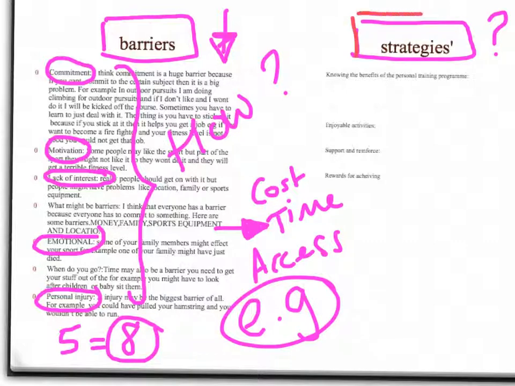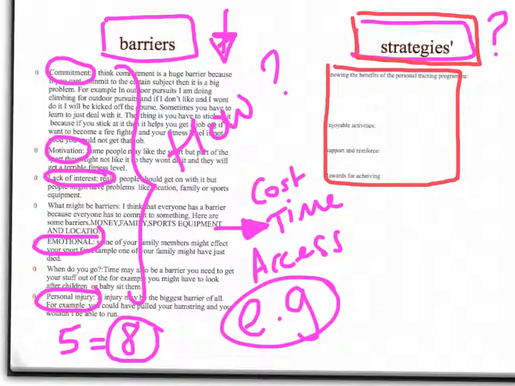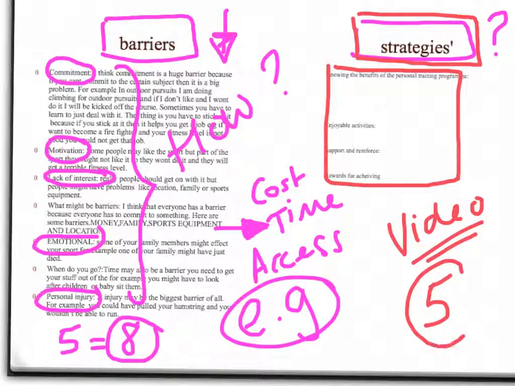Moving on, we're going to look at strategies on this side of the page. Now, clearly this is incomplete because you have not finished writing up your notes. Make sure you review the video that you've just watched for guidance, and you should cover the following points: implementing enjoyable activities, support and reinforcement, setting smarter goals, rewards for achieving goals, and knowing the benefits of exercise. They are the 5 points that you must cover.